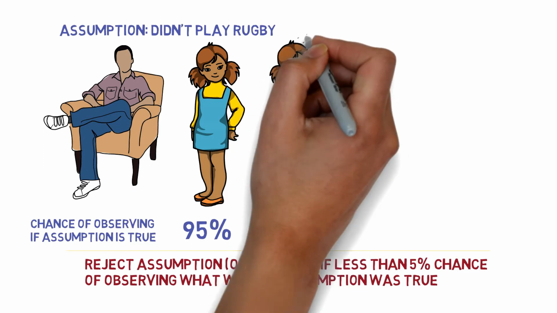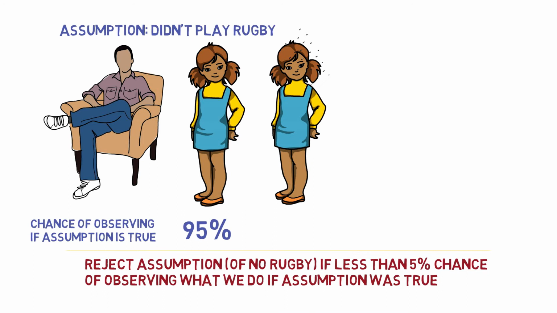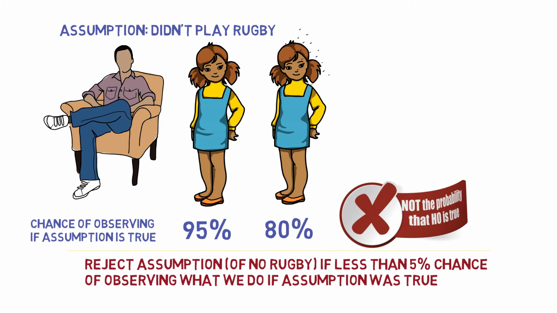Now, instead, suppose at the end of the day, you observed her being hot and sweaty. Well, there's different ways in which you can get hot and sweaty, but maybe in this case, you assess that you think there's only an 80% chance that this would be true if she hadn't played rugby. Now remember, this is not the probability that she played rugby or not. This is not the probability that your initial assumption is true or not. This is the probability that you would observe what you do, for example, being hot and sweaty, if the assumption is true.